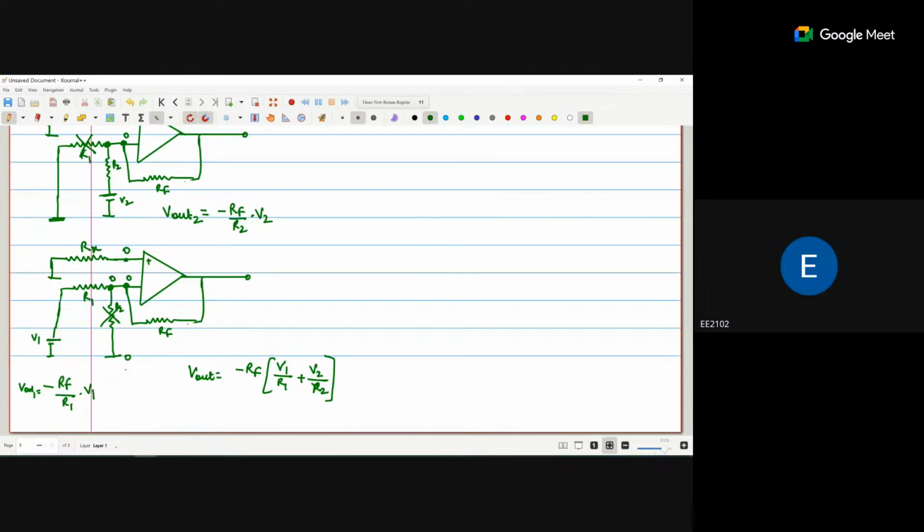Okay, if we have N resistances, then Vout is equal to minus RF times the summation from i equal to 1 to N of Vi upon Ri. That is, V1 upon R1 plus V2 upon R2 plus V3 upon R3 plus up to Vn upon Rn, if we have N resistances. Clear? So this is for the inverting op amp.